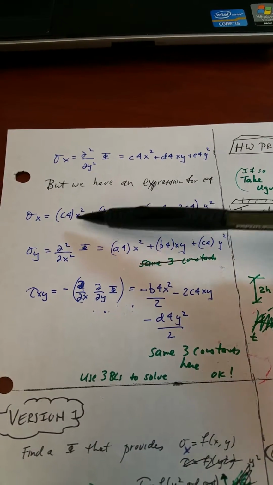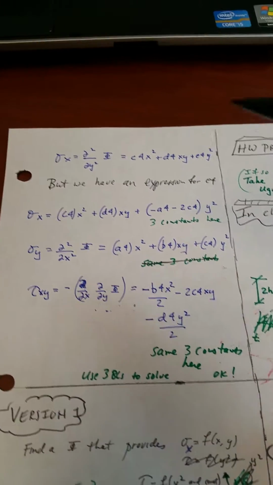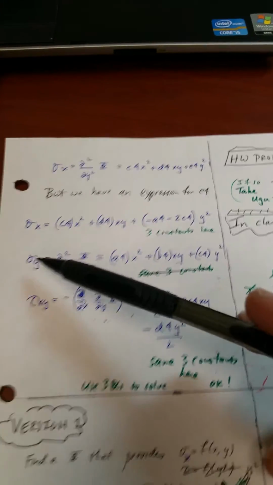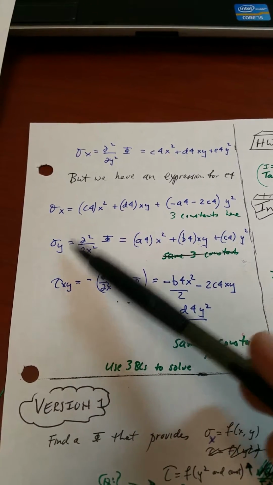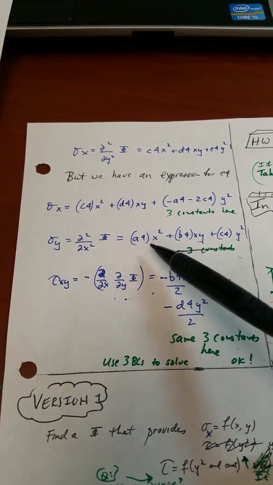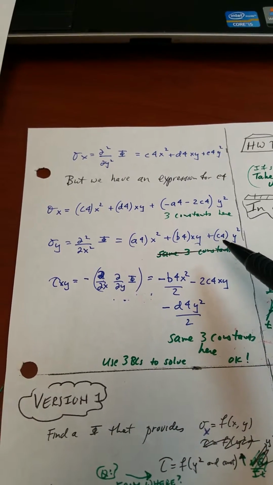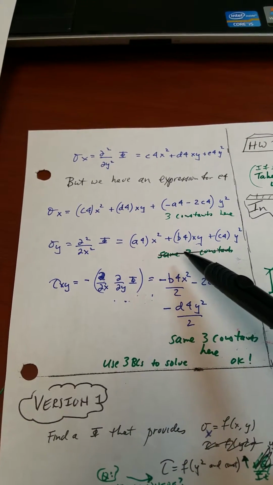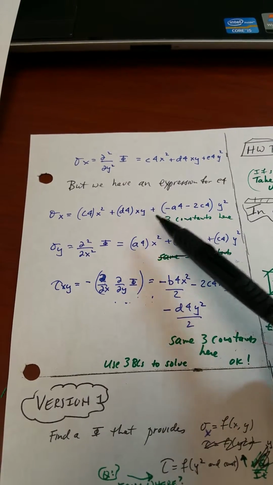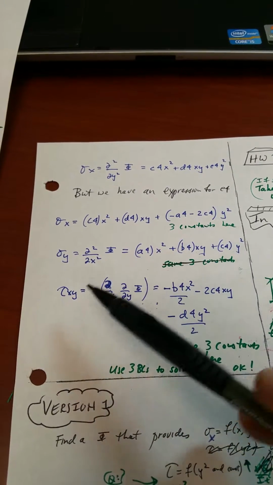And notice now we have three constants. We have c4, d4, and a4. So this three is kind of important here. For sigma y, we differentiate twice with respect to x, and we get a4 x squared plus b4 xy plus c4. And I was going to say these are the same three constants, but they're not, because we have a b4 in here now. We didn't have a b4 in this one.